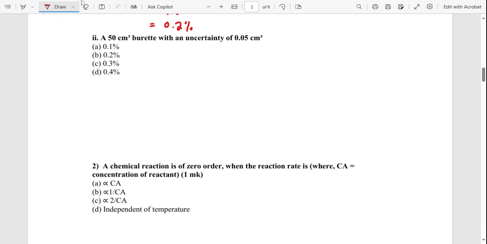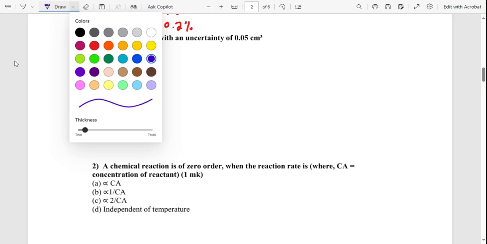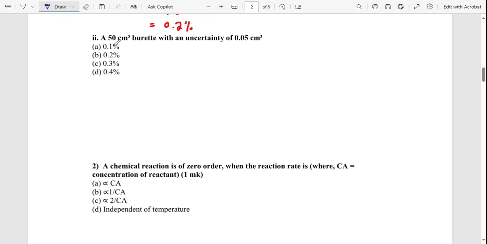The second one, we also want to calculate the percent uncertainty for a 150 cubic centimeter burette with uncertainty of 0.05. So again, percentage uncertainty, which is a percentage error, is equal to uncertainty, which is the absolute error, divided by measured value, or the true value, and then you multiply that by 100%.